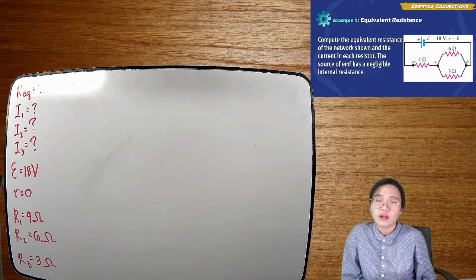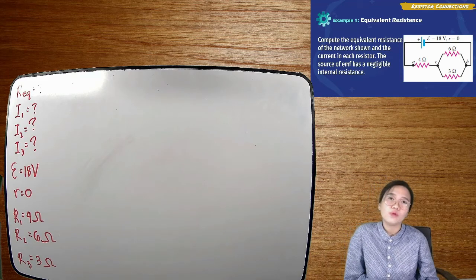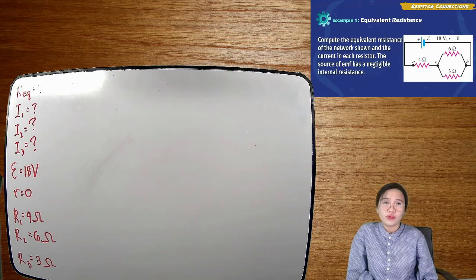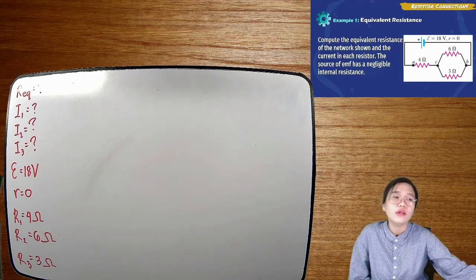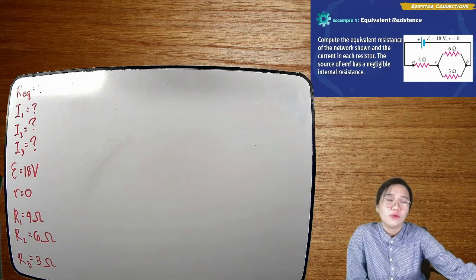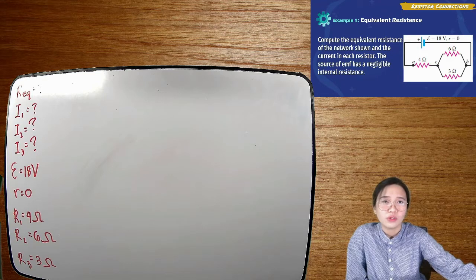So, now we're done writing all the given. Then, next, we need to identify the connections of each resistor. Just like in the capacitor connection, we need to identify. So we see here that your 6 ohms and your 3 ohms are in parallel. And these two resistors here are in series with 4 ohms. So same with capacitor networks, we cannot have 4 ohms in series with 6 ohms.